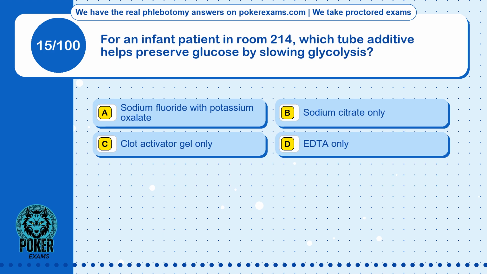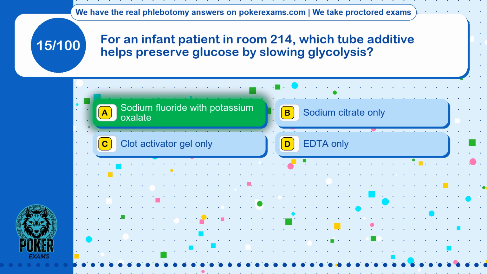Question 15. For an infant patient in room 214, which tube additive helps preserve glucose by slowing glycolysis? Option A, sodium fluoride with potassium oxalate. Option B, sodium citrate only. Option C, clot activator gel only. Option D, EDTA only. The correct answer is option A, sodium fluoride with potassium oxalate.